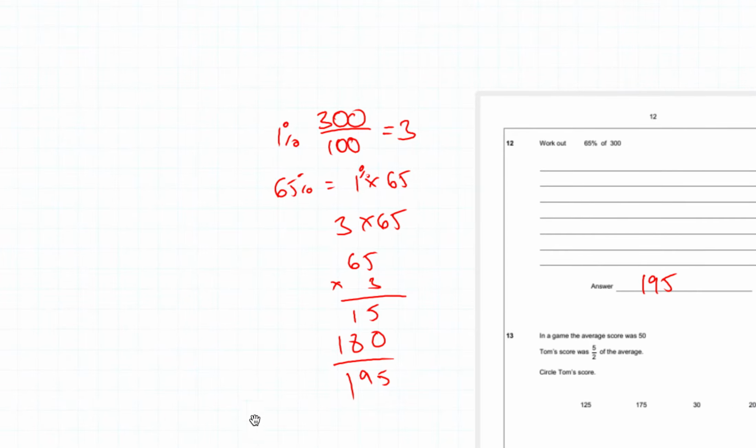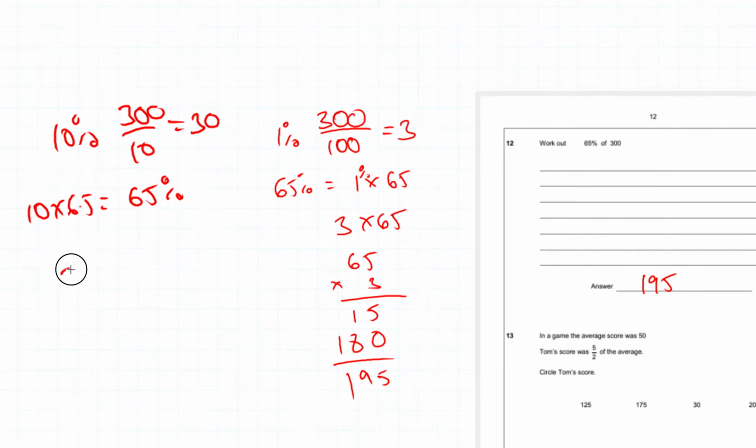An alternative method is to divide it to find 10% instead. So 300 divided by 10 is equal to 30, and then 10 times 6.5 is equal to 65%. So we do 30 times 6.5, and again without showing the full method, it's the same answer. 195 is what you should get. I prefer to use the 1% method because it's a bit simpler. When you do the 10%, you might have to times by a decimal or something like that. But either way would get you the mark.